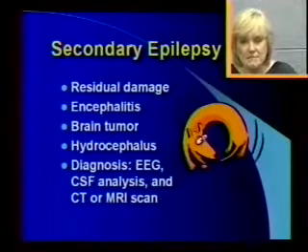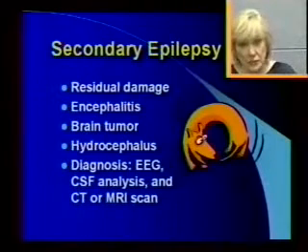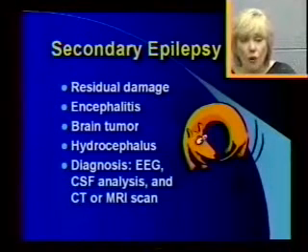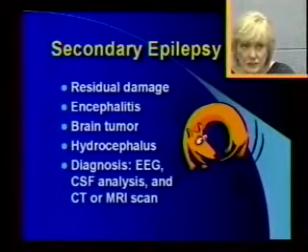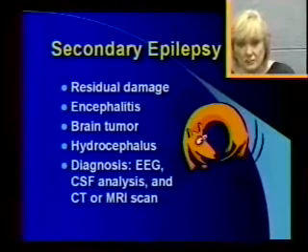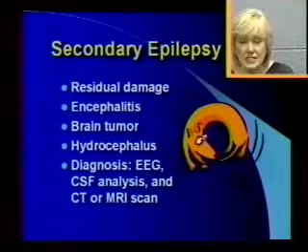The secondary or symptomatic epilepsy is associated with either residual damage in the brain from some previous process. So there's no active process like an encephalitis or anything going on, but there is a little focus of brain damage that acts as a site for these seizures to take off from. Or you can have an encephalitis, an infection of the brain. Another name, meningoencephalitis, is infection of the brain and the coverings of the brain. You can have a brain tumor that's causing seizures, hydrocephalus, which is water on the brain.